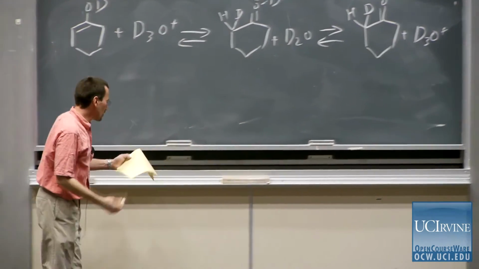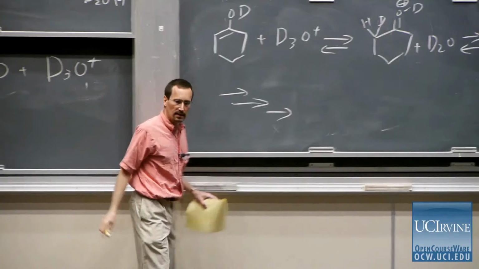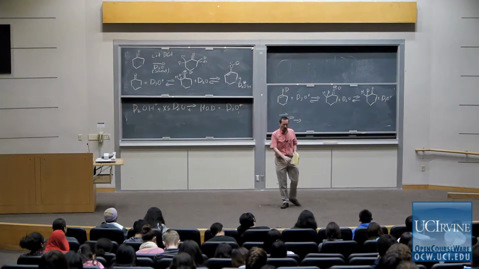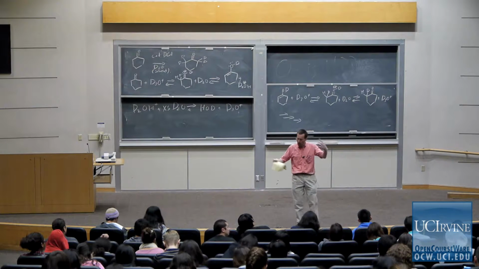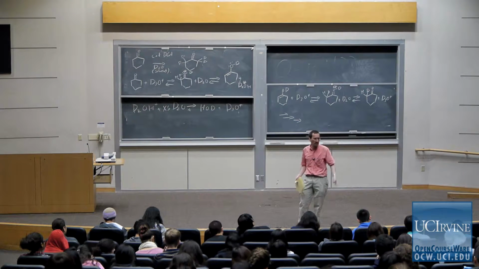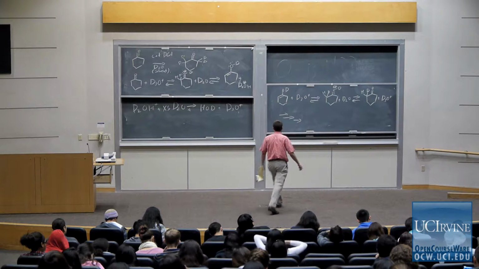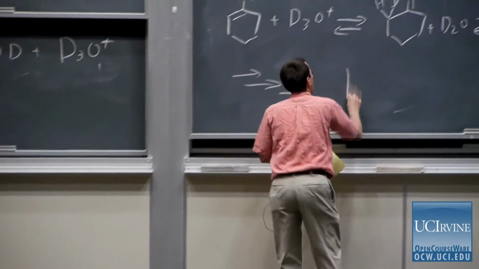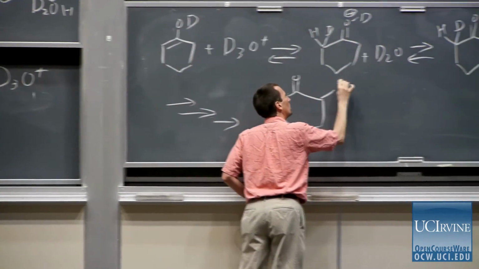And you can envision this mechanism just continuing. We form the enol. We protonate the enol with deuterium. We form the enol some more. We protonate with deuterium. And eventually, we've washed out all of those enolizable alpha positions, and now we have the fully deuterated molecule.